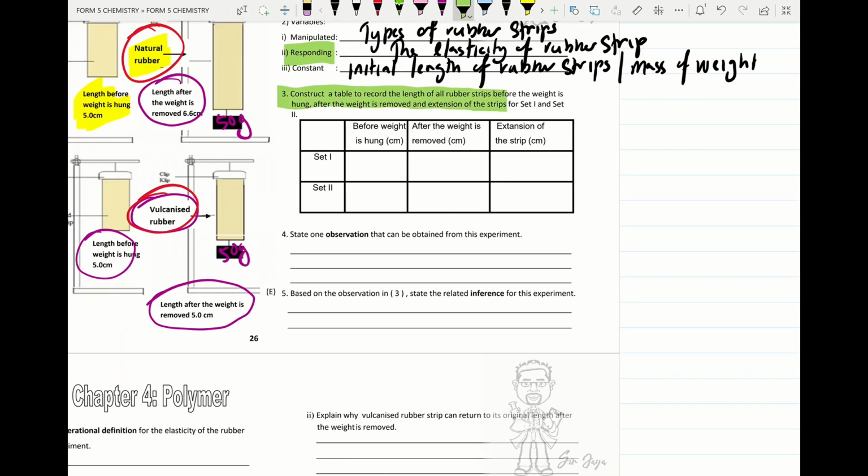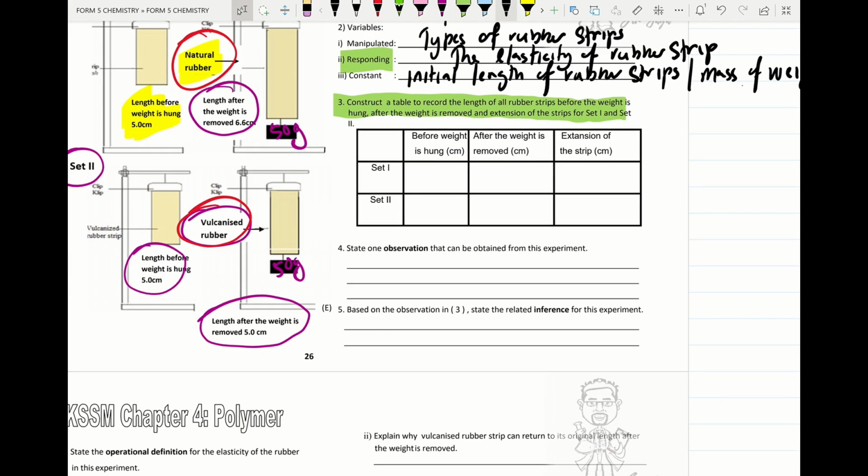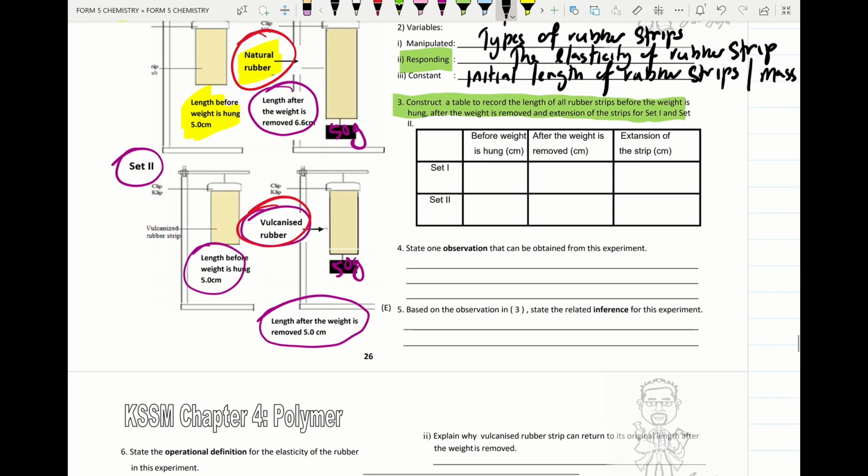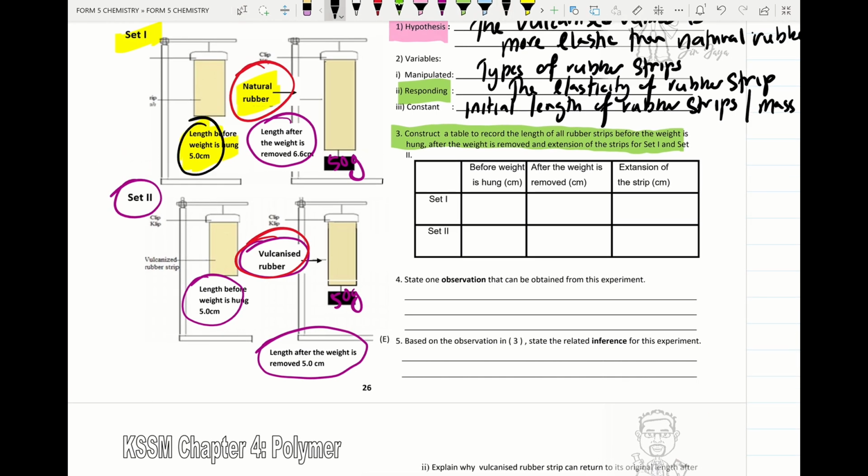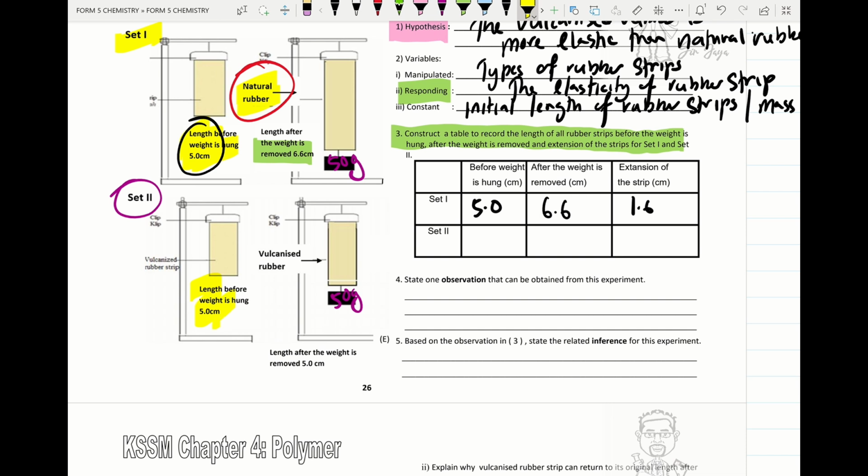Check question number 3. Construct a table to record the length of the rubber strips before the weight is hung and after the weight is removed, and calculate the extension of the rubber strip for Set 1 and Set 2. The initial length of the rubber strip in Set 1 is 5.0, and the length after the weight is removed is 6.6, so the extension will be 1.6. We move on to Set 2. The initial length is 5.0, and the final length after the weight is removed is also 5.0. There is no extension of the rubber strip in Set 2, so here we put 0.0.